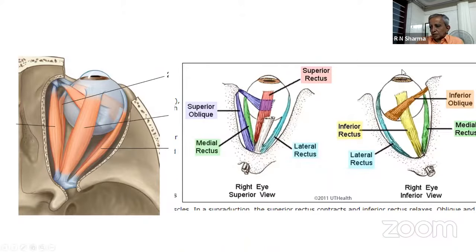So these are the pictures of the various muscles. Superior oblique is like this. These are superior rectus. Here you have the lateral rectus, inferior rectus here, and medial rectus here. This is the right eye, inferior view. This is the oblique that comes from the medial part, getting inserted into the posterior inferior outer quadrant. Because if you are looking from below, you are seeing the muscles very well.